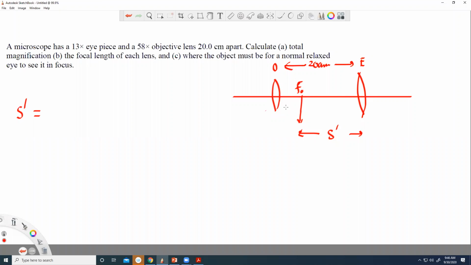And this is, we just found that. Can you guys tell me what that number is, FO? Don't remember. What is that? 0.276, okay. So that's 0.276, and the whole distance is 20 centimeters. Then what is this distance? 20 centimeters minus 0.276, right? So that gives me what? 19.72 centimeters. Okay.